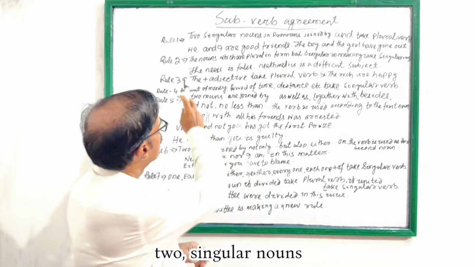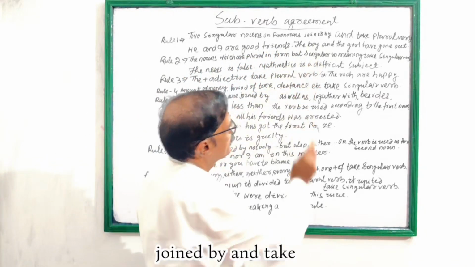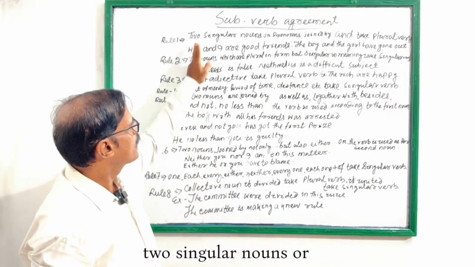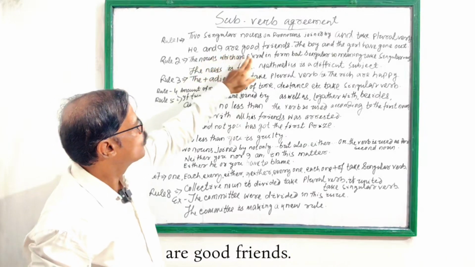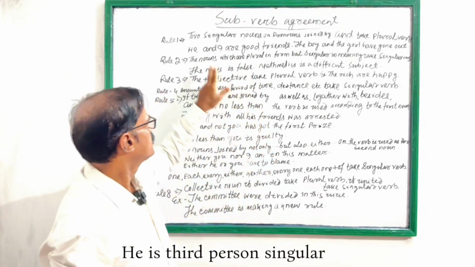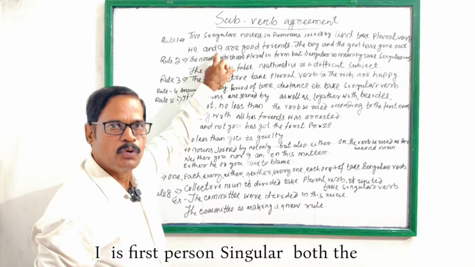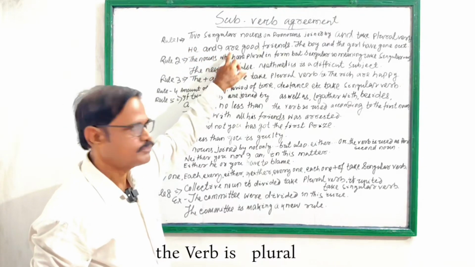Rule number 1. Two singular nouns or pronouns joined by 'and' take plural verbs. What did I tell? Two singular nouns or pronouns. For example, he and I are good friends. He is third person singular. I is first person singular. Both the singular pronouns are joined by 'and' and the verb is plural.